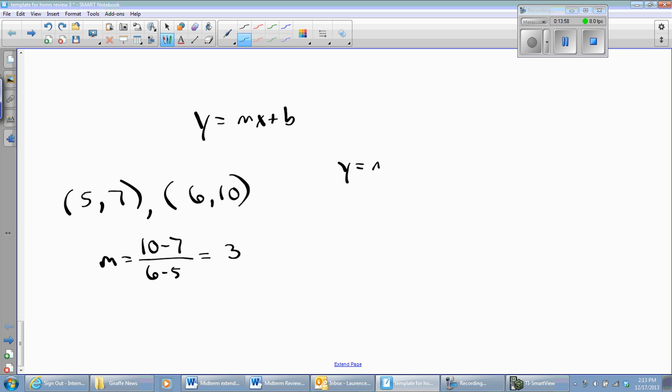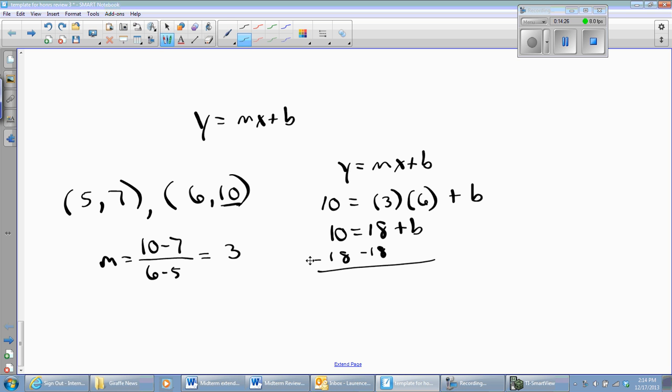Then I take y equals mx plus b. I fill in a y, 10. I fill in the slope, which is 3. I fill in an x coordinate, which has to be 6. Why does it have to be 6? Because I chose 10 for my y. Had I put 7 for my y, then I'd have to use 5 for my x. And then I add b. So I get 10 equals 18 plus b. I'll subtract 18 from both sides, and I'll get negative 8 equals b. Now that I know m and b, I can write my equation. y equals 3x minus 8.